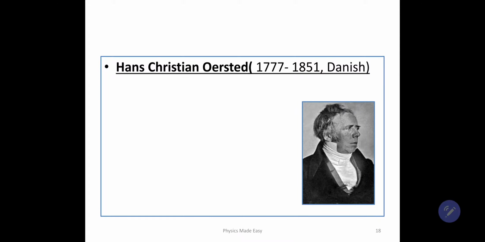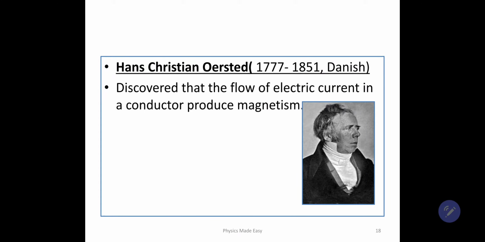Hans Christian Ørsted, he was the first person who discovered the link between electricity and magnetism in 1820. He was the first person who found that magnetism and electricity have a relation between them, or they are linked to each other, or a current carrying conductor produces or shows some magnetic effects. He was a Danish physicist.